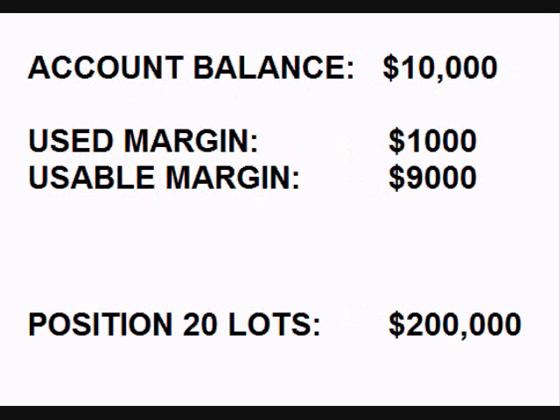If the trader decides to take a rather large position and buy 20 lots, he has now obtained $200,000 worth of currency to trade with. $1,000 of his account is placed on hold, and that is his used margin, and he still has $9,000 left to trade. As you can see, this account has a 200 to 1 leverage on it, which, as you're probably beginning to see, allows you to take position sizes that are much larger than anyone should possibly take.